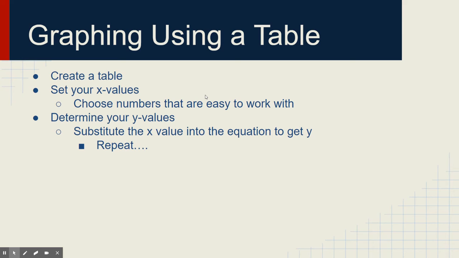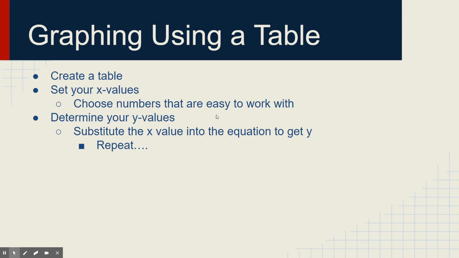First off, create a table. Then determine your x values. When you set your x values up, you want to make sure you choose numbers that are easy to work with. What do I mean by that? You want to choose numbers that are smaller, and choose 0 if you can. 0 is an easy number to work with.